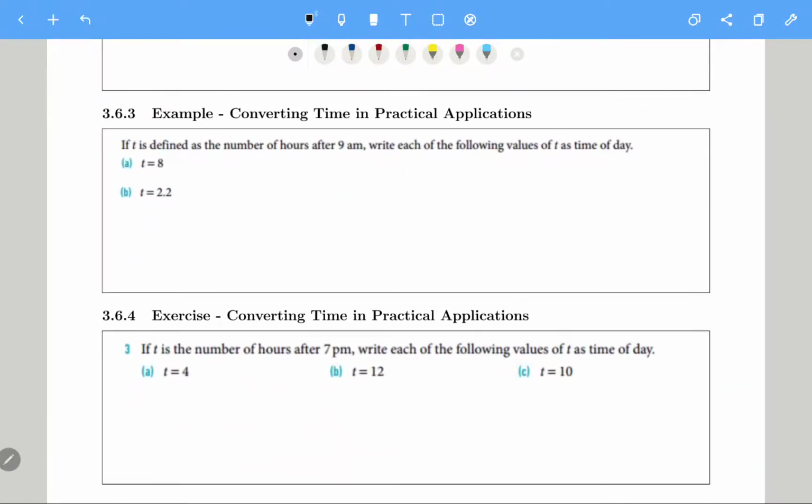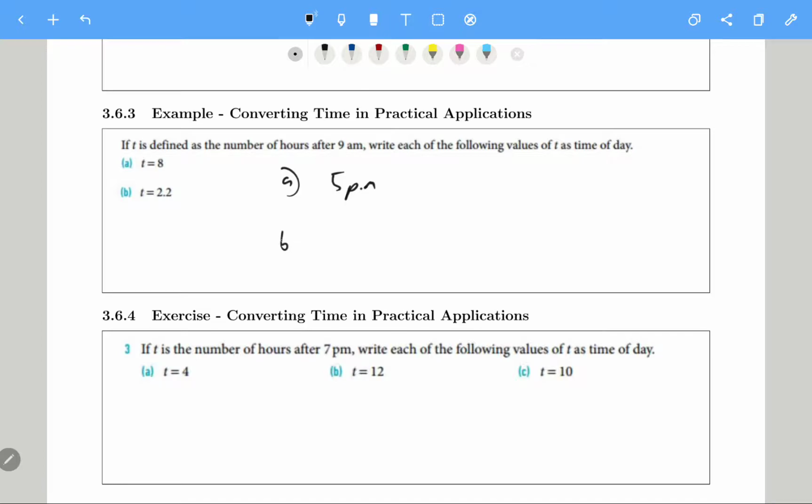Alrighty, so if t is defined as the number of hours after 9 a.m., write each of the following values of t as a time of day. So t equals 8. We're counting 8 hours after 9 a.m.: 10, 11, 12 p.m., 1, 2, 3, 4, 5. So for A, it is 5 p.m., which is 8 hours after 9 a.m.